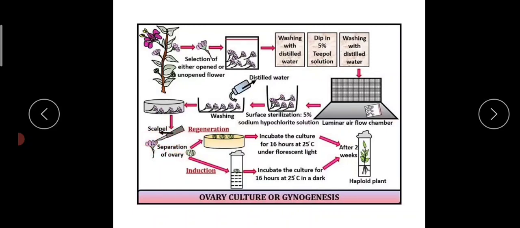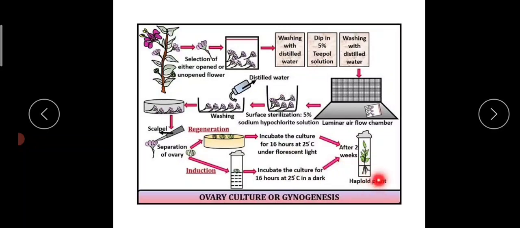Here we are particularly talking about anther or pollen culture, so instead of separation of ovary, you can write separation of anthers. From these flower buds, anthers are separated, and these anthers are inoculated into culture medium, either in a petri dish or in a culture tube, and then incubated in alternating light and dark periods, 16-hour alternate light and dark periods, at 25 degrees Celsius under controlled conditions.